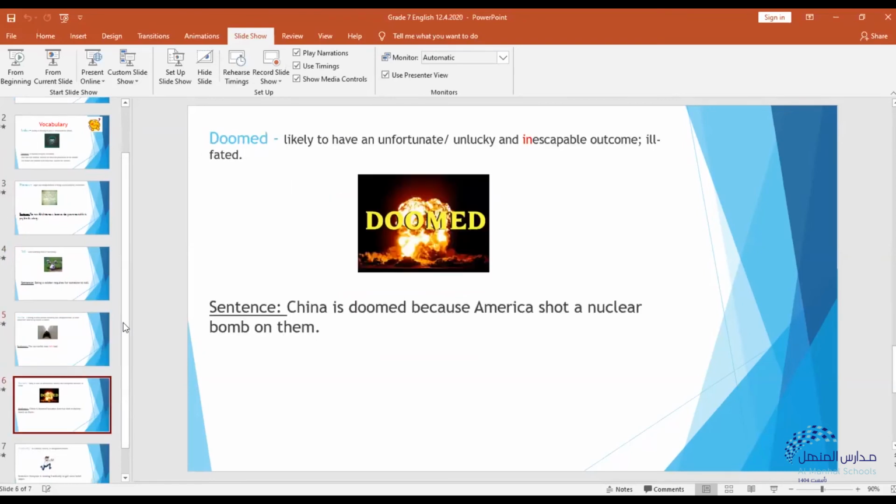The next word was doomed. Doomed means likely to have an unfortunate or unlucky and inescapable outcome, ill-fated. So doomed is ill fate, it's bad luck, misfortune. You're very unlucky, you can't escape it because you're doomed. And the sentence that Saban gave was, China is doomed because America shot a nuclear bomb on them. So that was also the next example sentence.